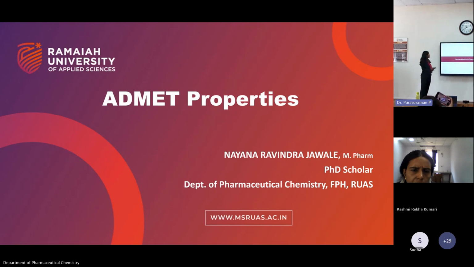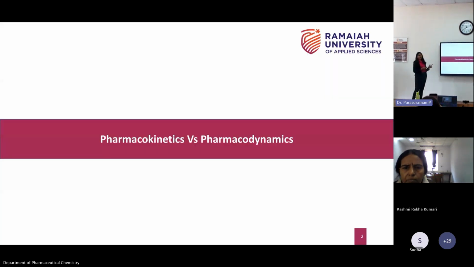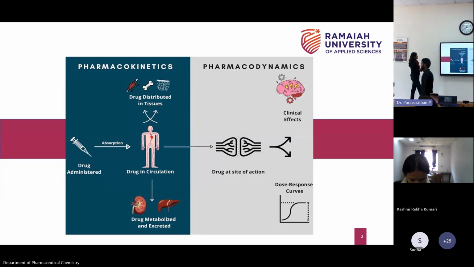So let's get started. ADMET is a foundation of pharmacokinetics and pharmacodynamics. Pharmacokinetics is what the body does to the drug, and pharmacodynamics is what the drug does to the body. The process starts from the administration of the drug. Pharmacokinetics and pharmacodynamics show the overall journey of the molecule or compound, how it interacts with the body, and what happens to it once it gets metabolized.